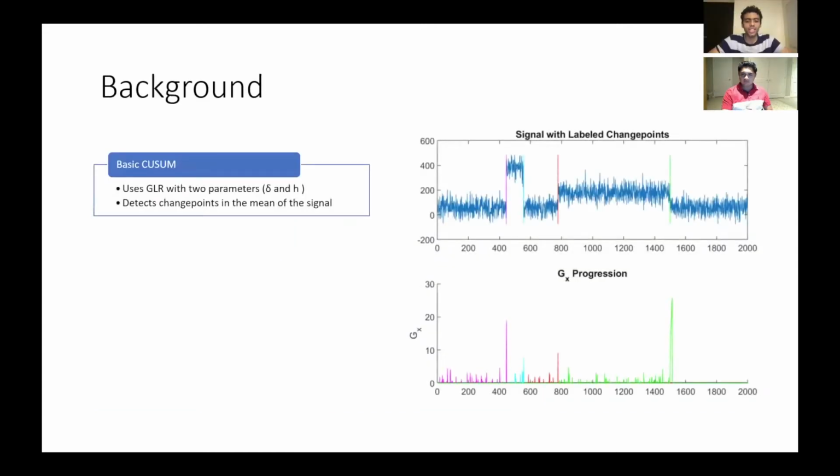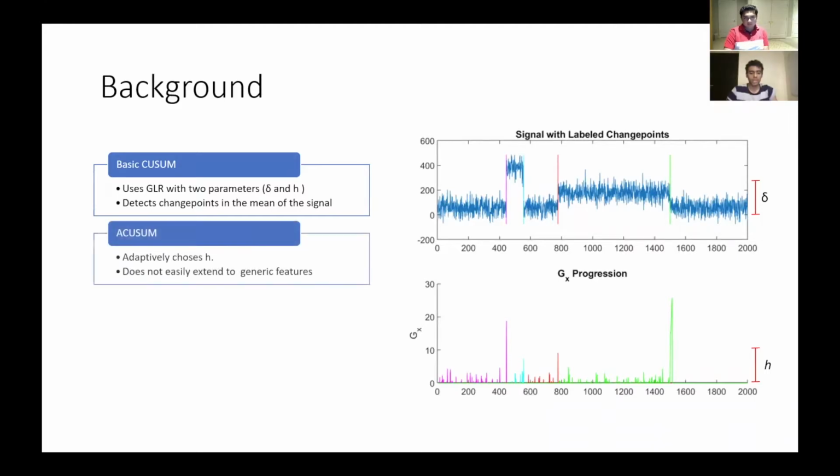Changepoint detection is fairly well studied in literature. The basic CUSUM algorithm uses the generalized log likelihood ratio test with two user-defined parameters: delta, which is the minimum change in mean that should be flagged as a change point, and H, which is the threshold that a cumulative sum Gx must exceed for the algorithm to flag a change point.